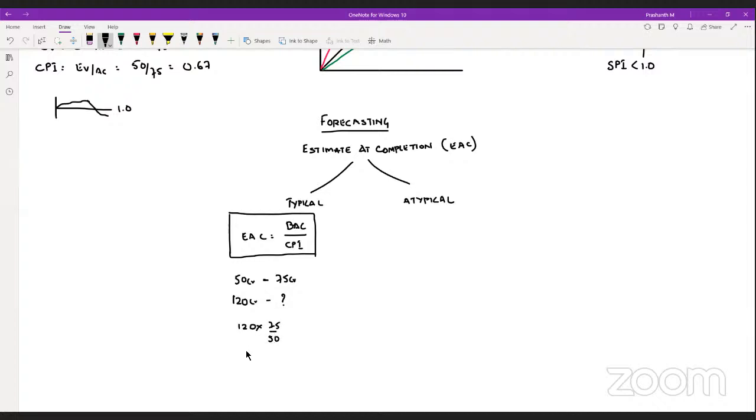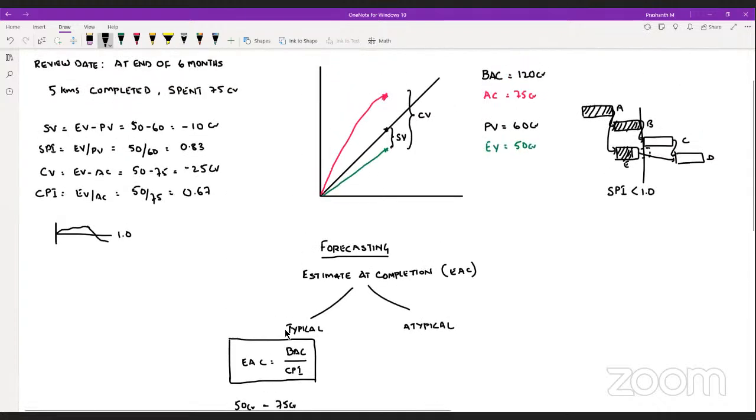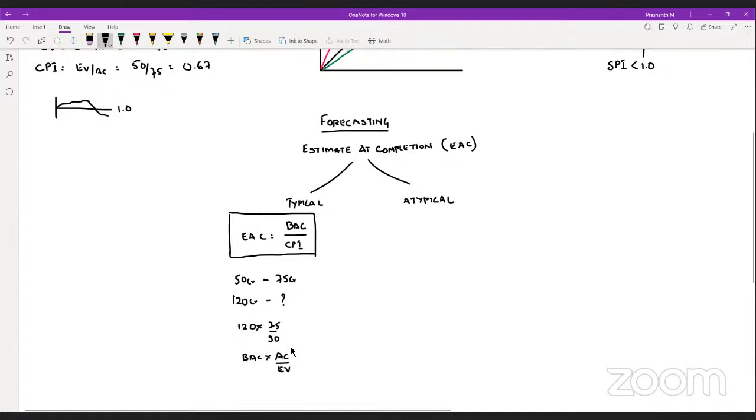So I'll replace these values. BAC, 120 is BAC, 75 is AC, 50 is EV. So AC by EV is nothing but 1 by CPI, the reverse of CPI. CPI is EV by AC. So if I replace this AC by EV with 1 by CPI, that is going to be BAC by CPI. That's it. So your EAC is going to be BAC by CPI if you follow a typical method, if the same performance is going to continue in future.